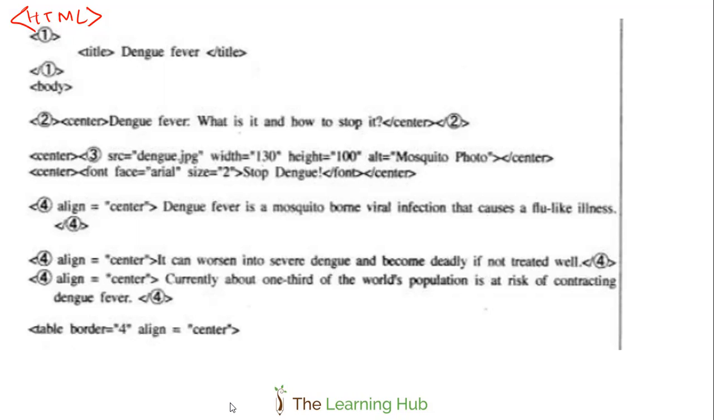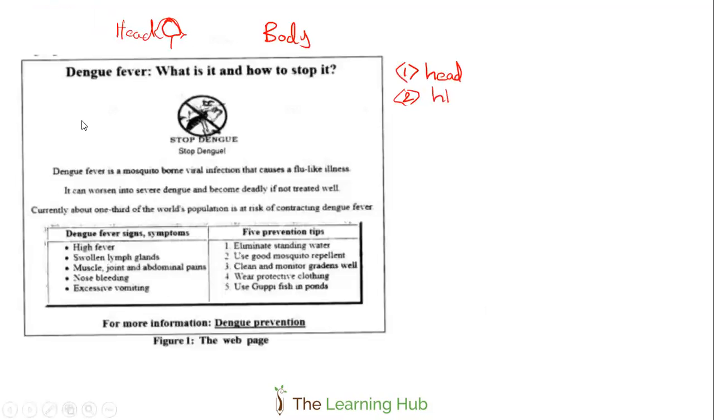So number 2 is H2. Number 3, center again, blank, SRC, dengue. So that's a very, very straightforward one. You need to insert a picture, and when you are inserting the picture, you need to say IMG. This is the tag. IMG is the tag. SRC is the attribute for you to put where the picture goes to.